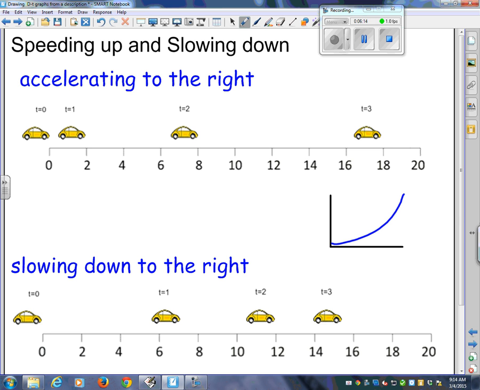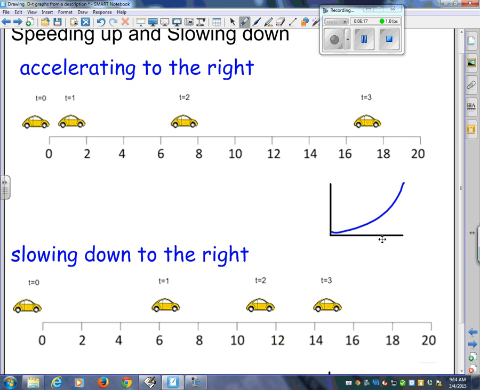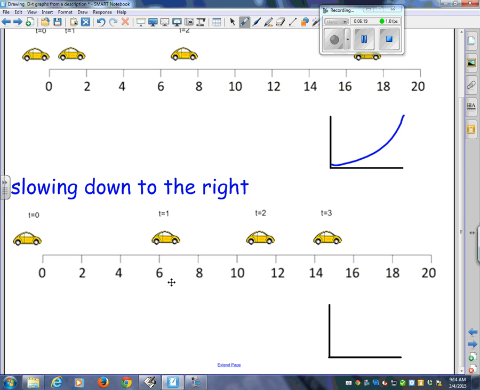What if we are slowing down to the right? Here, how can we tell the car is slowing down? The cars are getting closer together, exactly. And you all spotted it, right? I'm going to get you to write in a description about the steepness. How would you describe the steepness of the slope here?